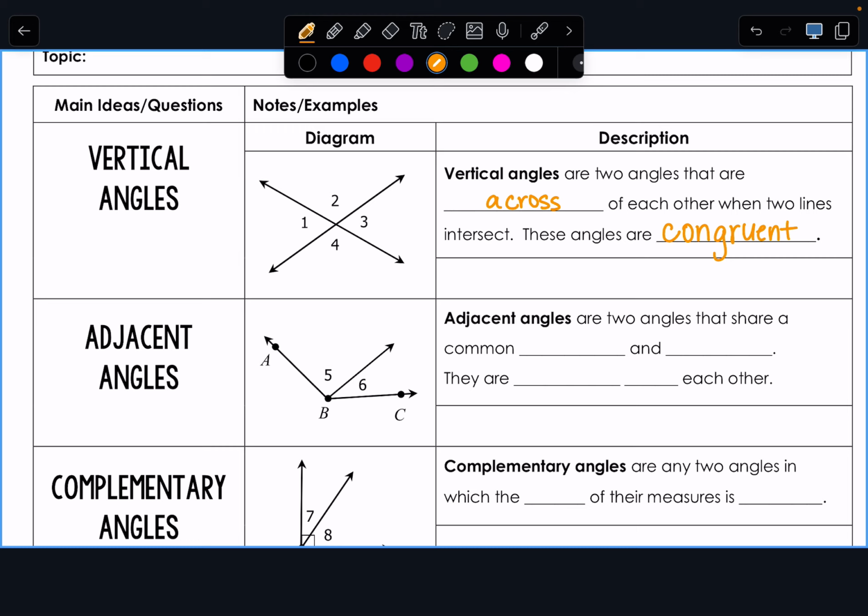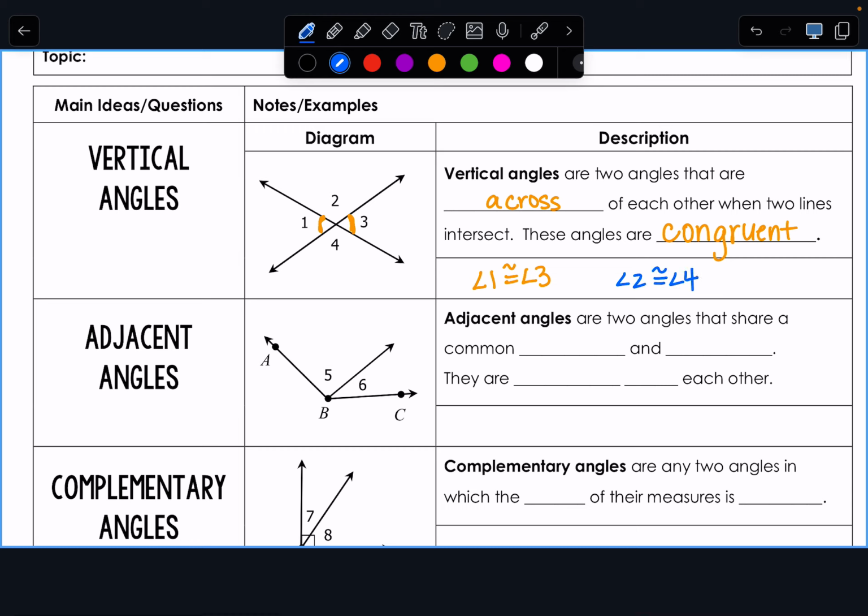So what I'd like you to do is make this little mark on angle 1 and this little mark on angle 3. And we're going to write down here that angle 1 is congruent to angle 3. Okay. Anytime we have vertical angles, we are going to have congruent angles. Okay. Is there another pair of vertical angles in that picture? Yeah. Angle 2 and angle 4.